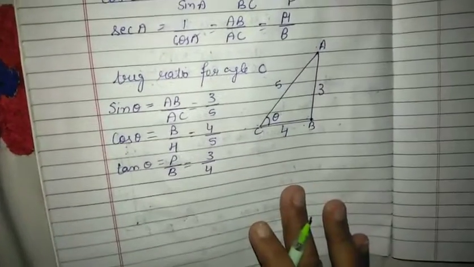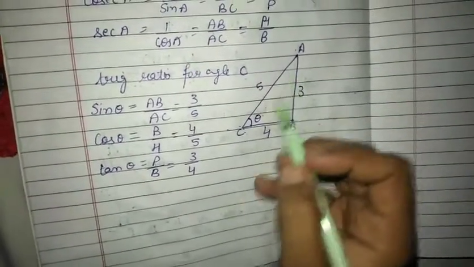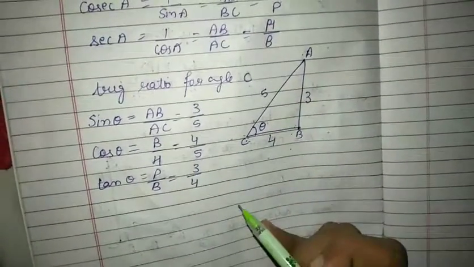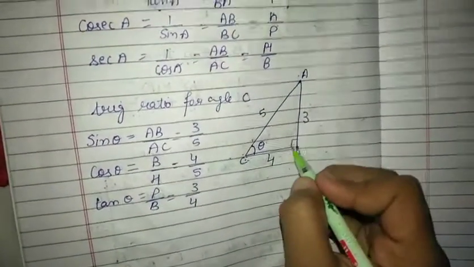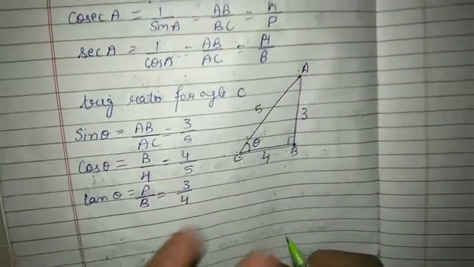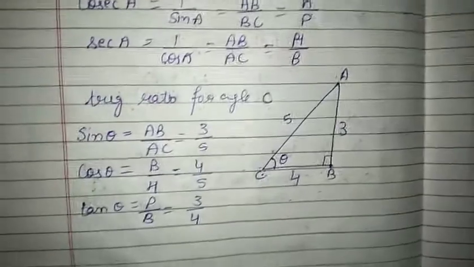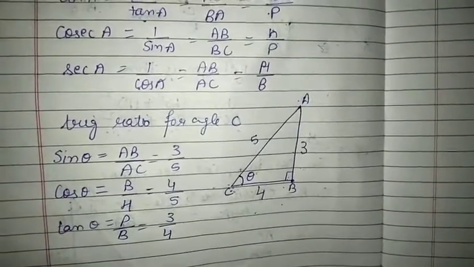And tell me one thing, how can I take this 3, 5 and 4 as a right angle triangle? I don't know whether this is a right angle triangle or not. We can find this using the Pythagoras theorem.